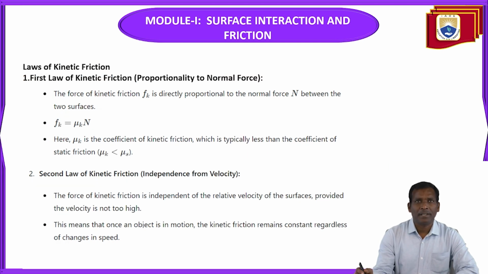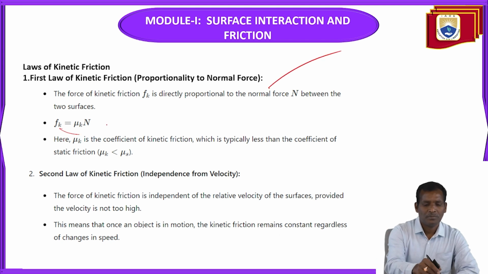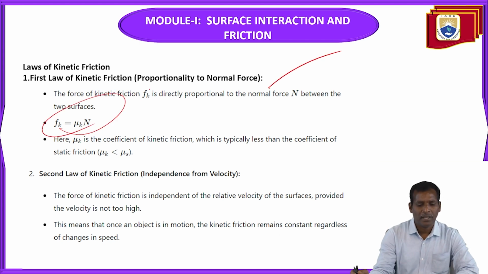Next, laws of kinetic friction. The first law of kinetic friction: proportional to normal force. I have already explained this, but this is for kinetic friction. μ_k is the coefficient of kinetic friction, which is typically less than the coefficient of static friction. And the second law of kinetic friction: independent of velocity. When the object is in motion, the kinetic friction remains constant regardless of changes in speed.